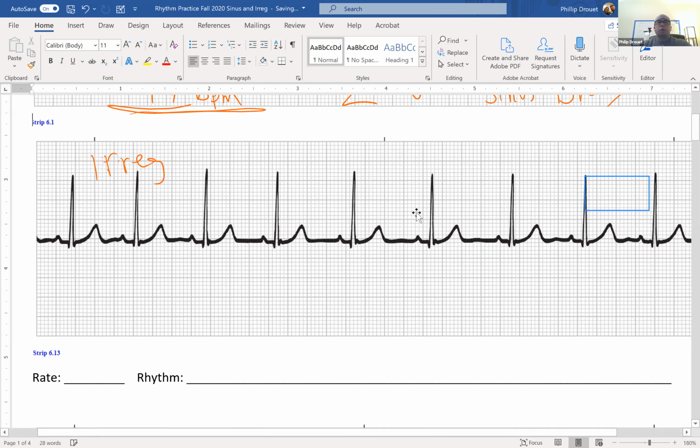Okay. All right, step 2, check your waves. I got P, P, P, P, P, P, P, P, and P. And when you look at all those P waves, they all have a similar shape. None of them are just crazy out of the ordinary, so I'm not too concerned. I'm okay with saying this is likely originating from the sinus node.